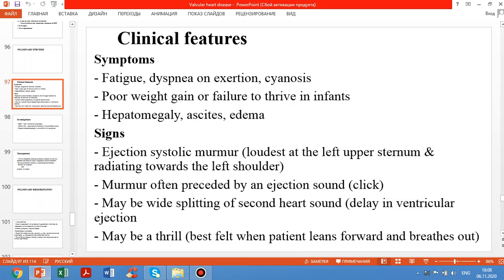Signs: ejection systolic murmur, loudest at the left upper sternum and radiating toward the left shoulder. Murmur often preceded by an ejection sound, click. May be wide splitting of the second heart sound, delay in ventricular ejection. May be a thrill, best felt when patients lean forward and breathe out.